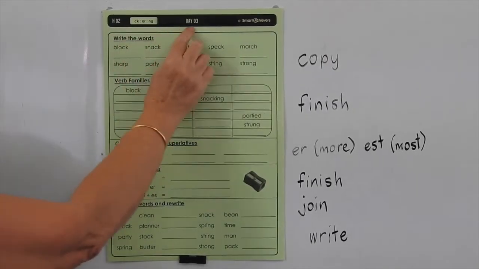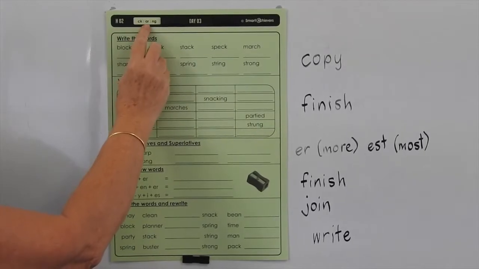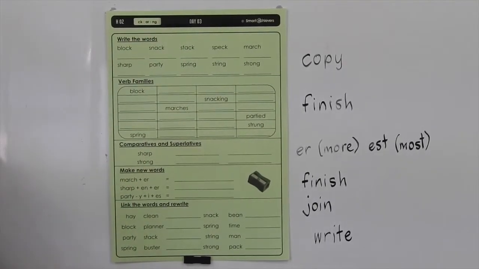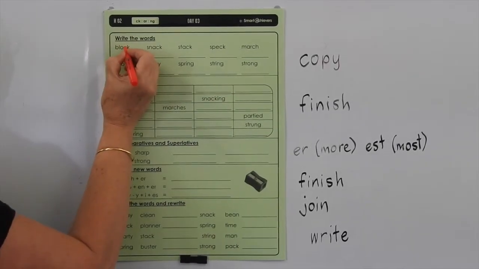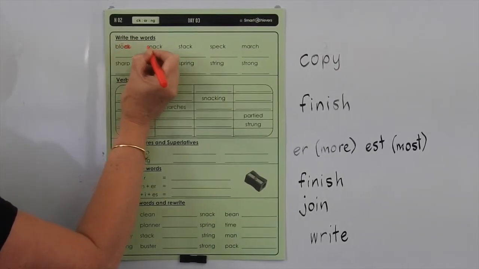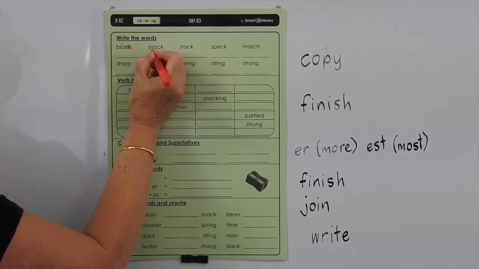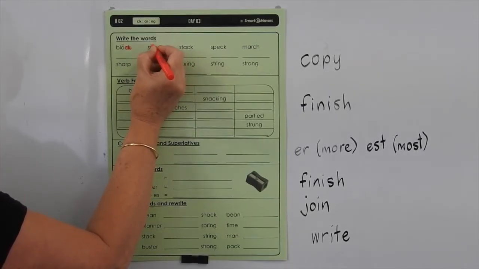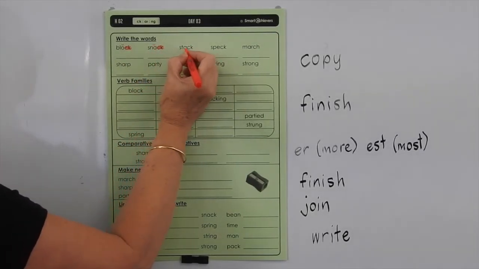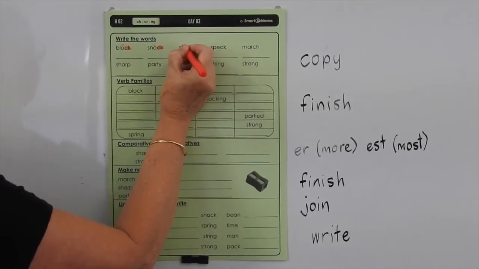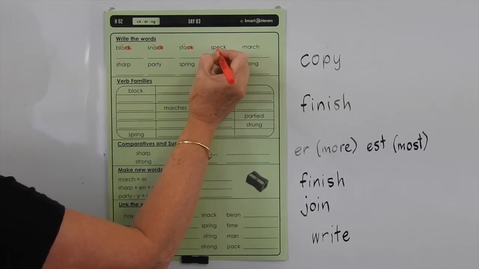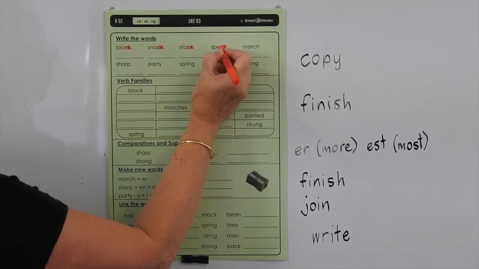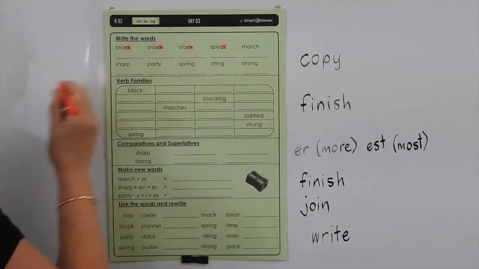In day 3, we're revising the k, r, and ng sounds. So let's highlight them as we go. So block. So after a short vowel we put ck. Snack, after a short vowel we put ck. Stack, and once again, after a short vowel we put ck. Speck. We've got the ck after the short vowel.